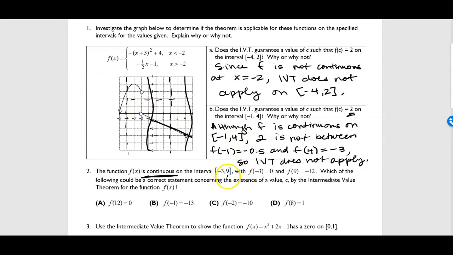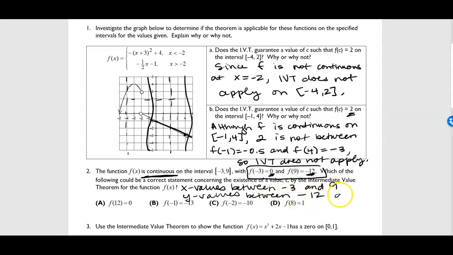We're on the interval -3 to 9. It tells me that f of -3 is 0 and f of 9 is -12. And it asks me which of these could be correct about the function f using intermediate value theorem. And so if I take a look at these values here, what I want to keep in mind is that my x values for this problem are between -3 and 9, and my y values are between 0 and -12. So I'm going to actually say y values between -12 and 0 just to go in order.